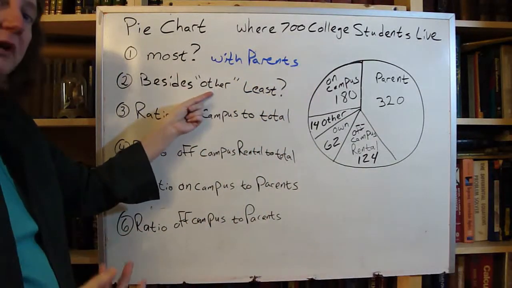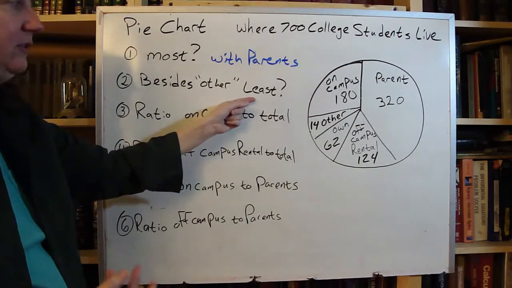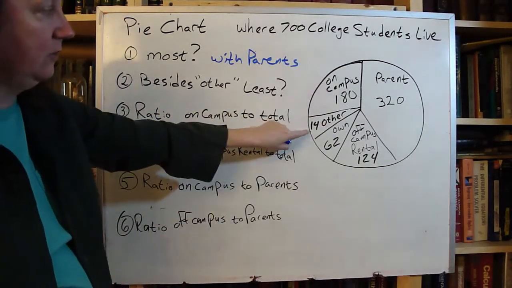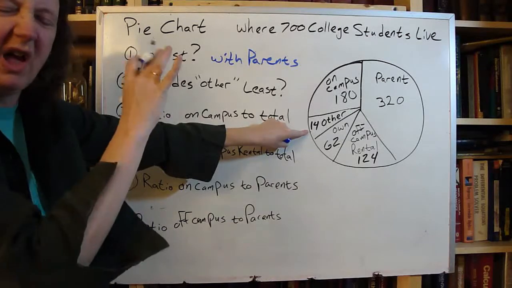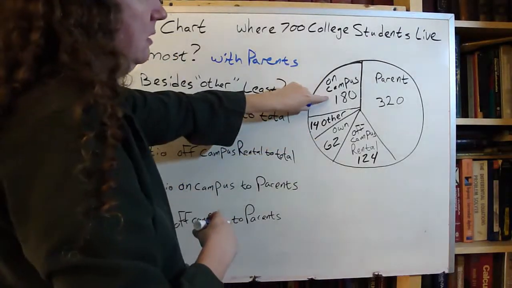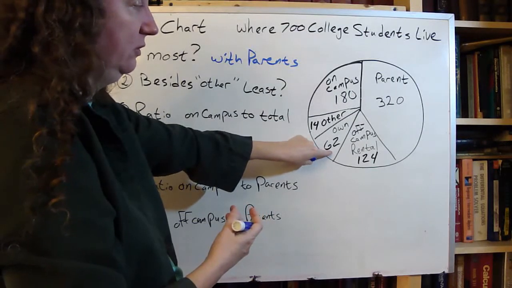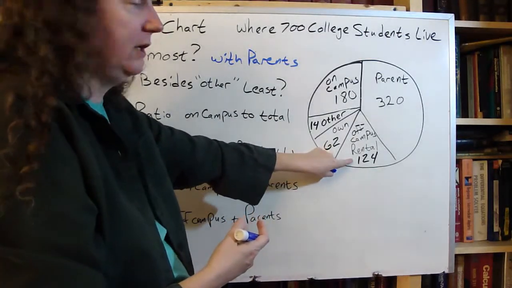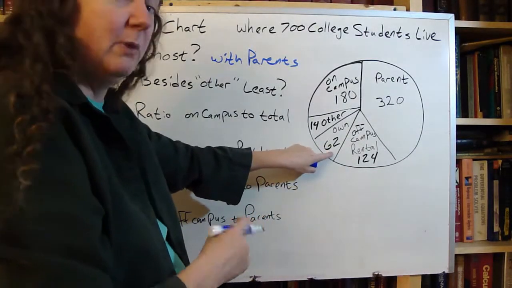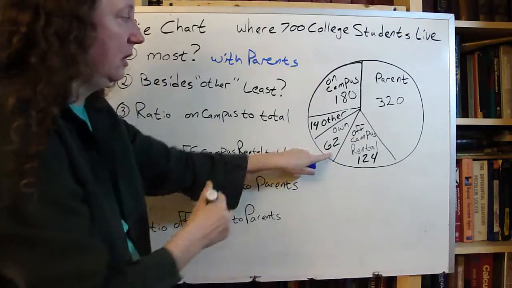Besides the other category, where do the least number of them live? So there's other, so we're going to ignore that. We have on campus 180, on their own 62, off campus 124. The smallest of those numbers, on their own.